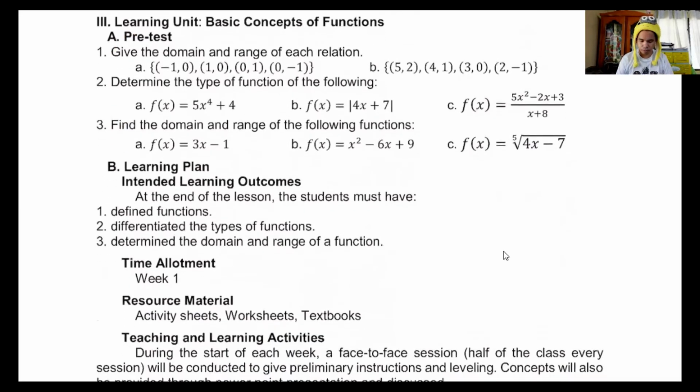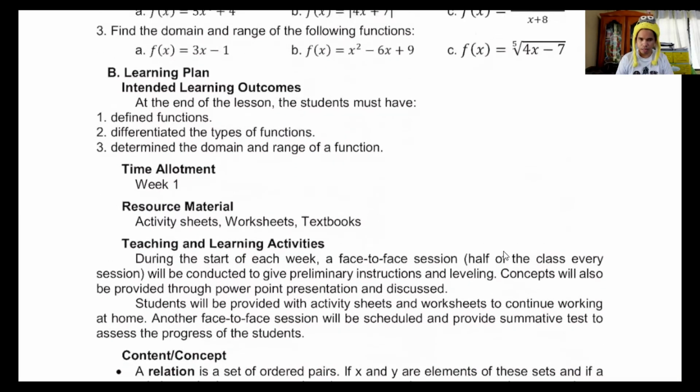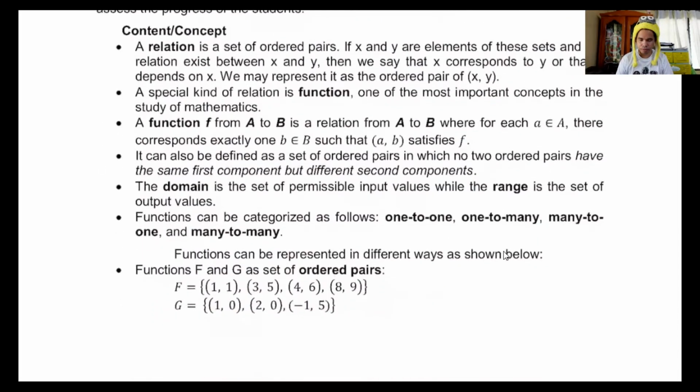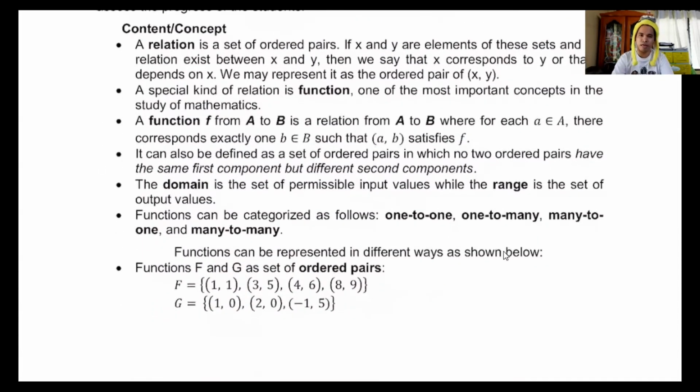Okay. So here are our intended learning outcomes. The students must have defined functions, differentiated the types of functions, and determine the domain and range of a function. Okay, so by the way, what is a function?